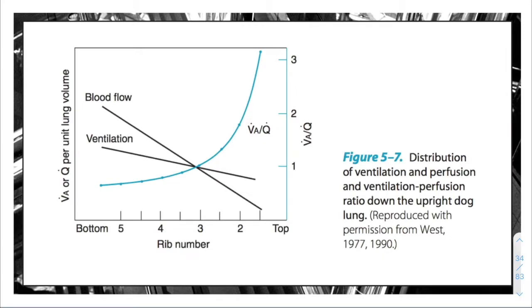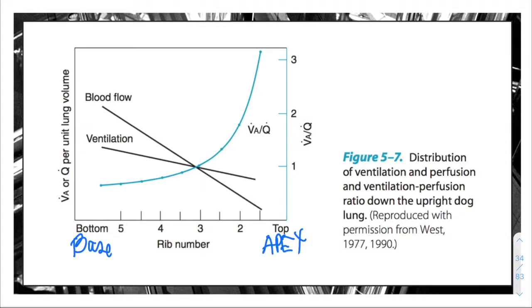This graph shows on the x-axis the location in the lung: the apex, or the top of the lungs, and at the bottom, the base of the lung. There are two parameters here. We will discuss the distribution of your ventilation and perfusion from the apex to the base.